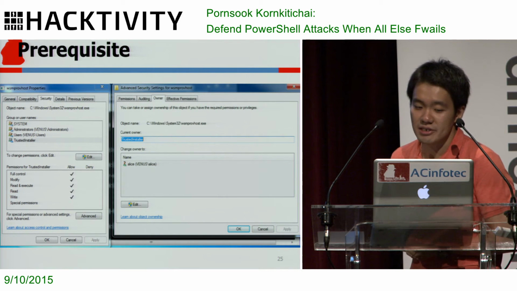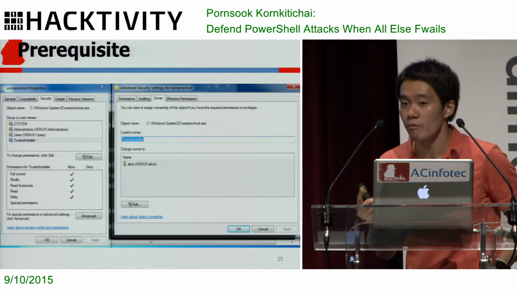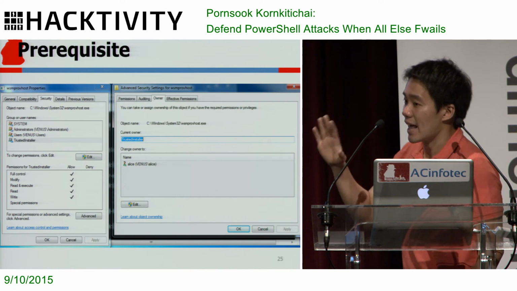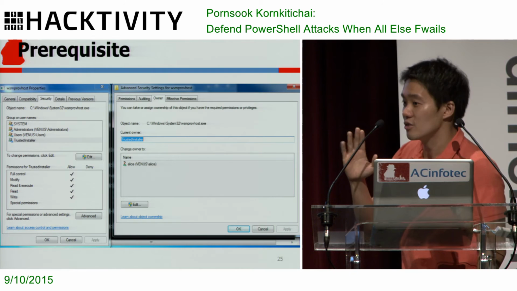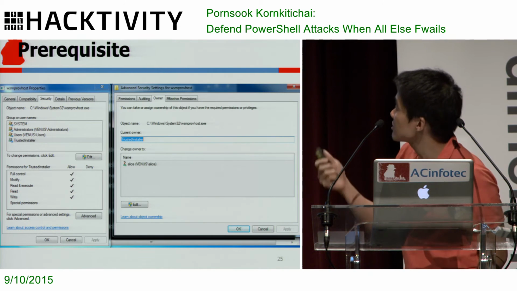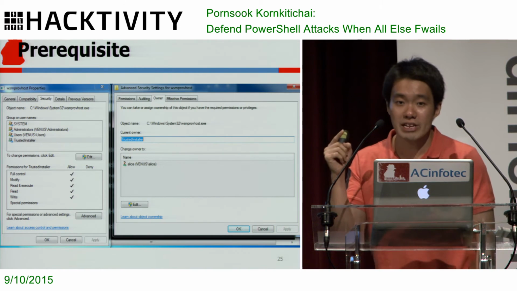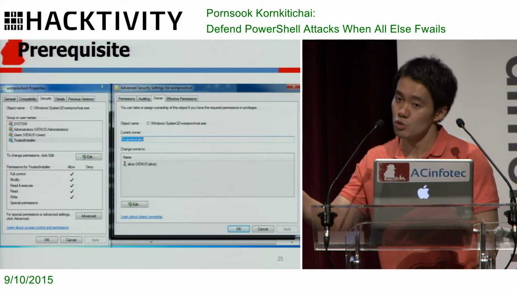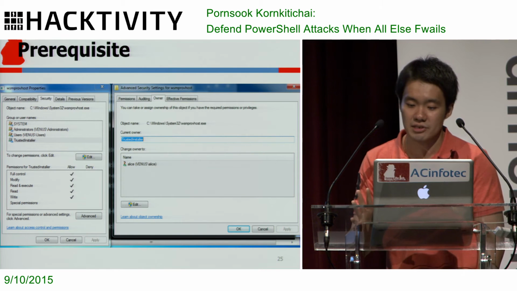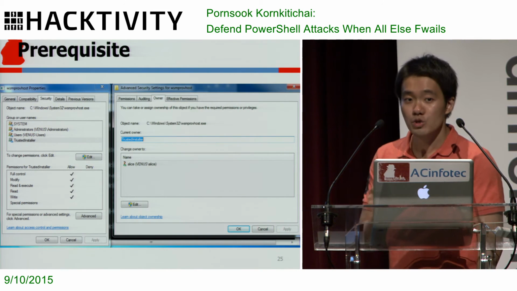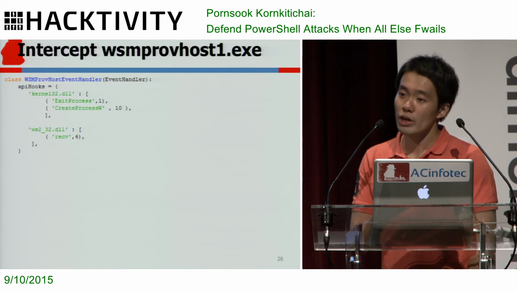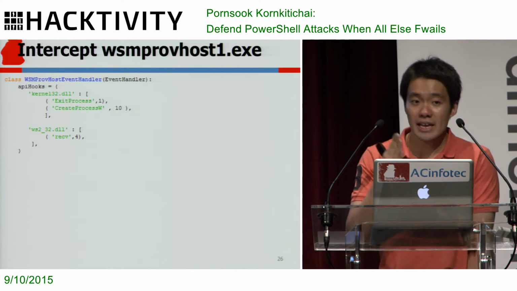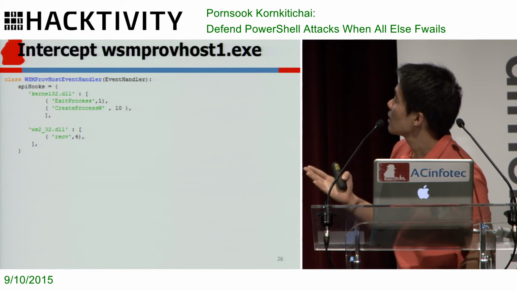Some prerequisites: for wsmprovhost and PowerShell.exe, the owner of this application is not the general user, it is TrustedInstaller. If you rename it, you need to change the owner, and after you rename it, you need to change it back. This is a prerequisite. Now, what I'm going to do is intercept some Windows 32 API to locate some important information.